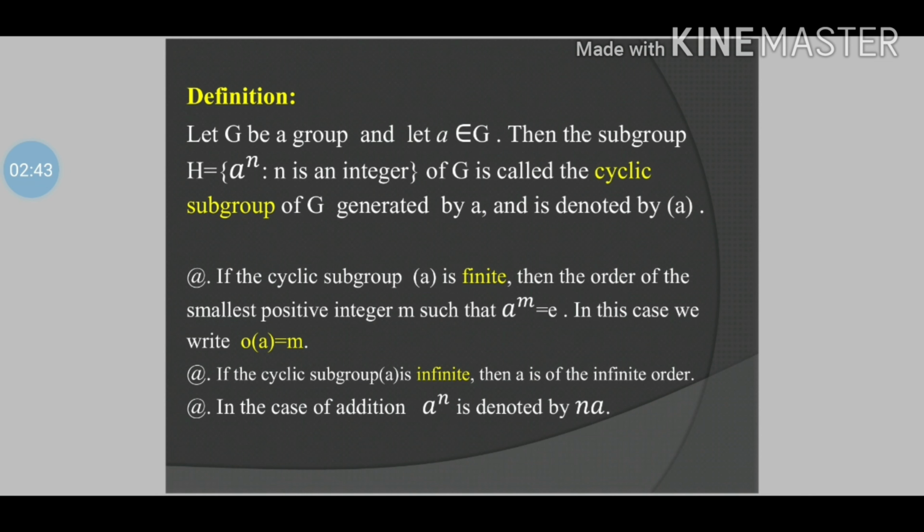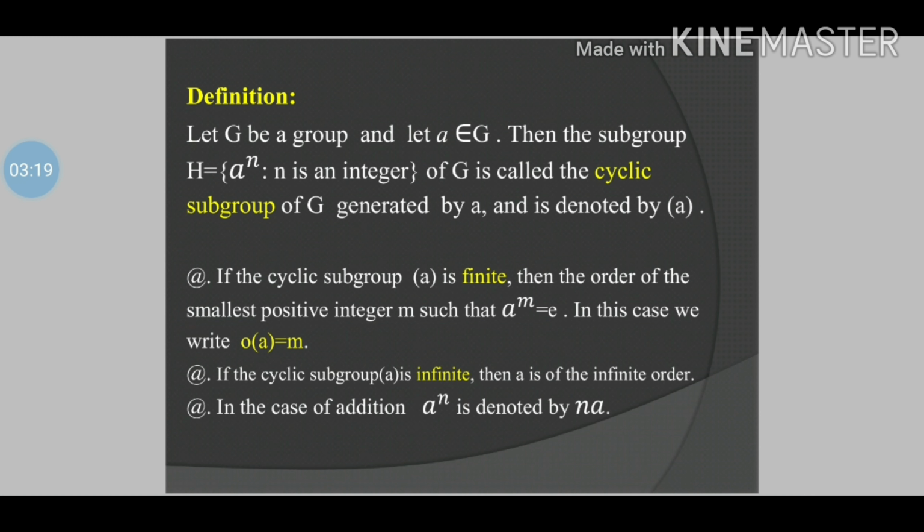The subgroup we just discussed in the previous theorem is called the cyclic subgroup of G generated by the element a and is denoted by cyclic a. That is, the definition of cyclic subgroup: let G be a group and let a belong to G, then the subgroup H, equal to the set of all a raised to n, n an integer, of G is called the cyclic subgroup of G generated by a and is denoted by cyclic a.